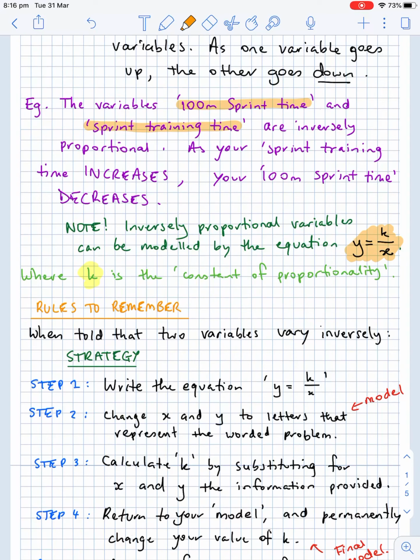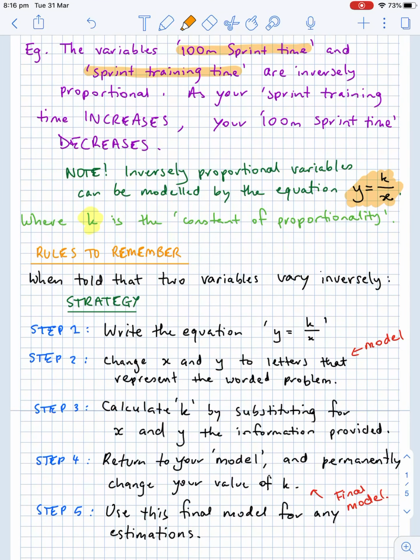For example, the variables: 100 meter sprint time, so how long it takes you to sprint 100 meters. That's the first variable. And the second variable, sprint training time, the amount of time you spend sprint training. They're inversely proportional because as your sprint training increases, as one goes up, your sprint time goes down, it decreases. So these two variables here are considered to be inversely proportional.